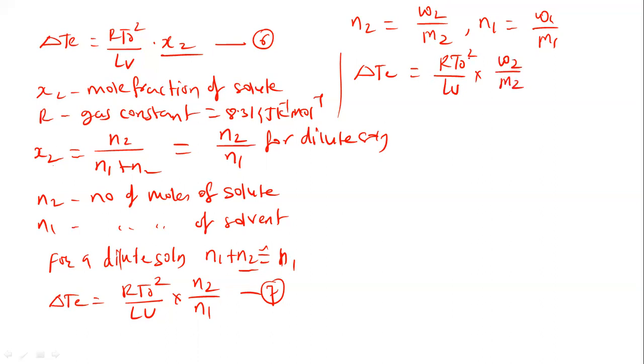Okay, now it is divided by N1, so M1 goes to the numerator, and we write here M1 divided by W1. So we are getting this equation now. Suppose that is equation 8. We just substitute N1 and N2 into this equation: N2 equals W2 upon M2 and N1 equals W1 upon M1. Weight divided by molecular weight, that is the number of moles, can be calculated.